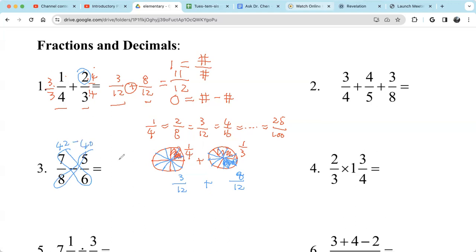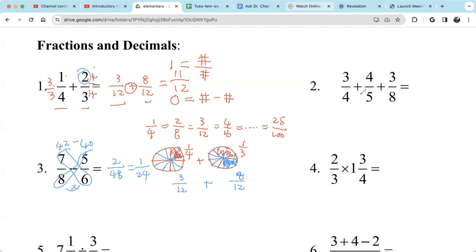So I'm subtracting the numerators. 42 minus 40, that's 2. Then multiply 6 with 8, that's 48. Now I see numerator and denominator both even numbers. I can divide by 2. 2 divided by 2, I get 1. 48 divided by 2, I get 24. So I get 1/24 for number 3.